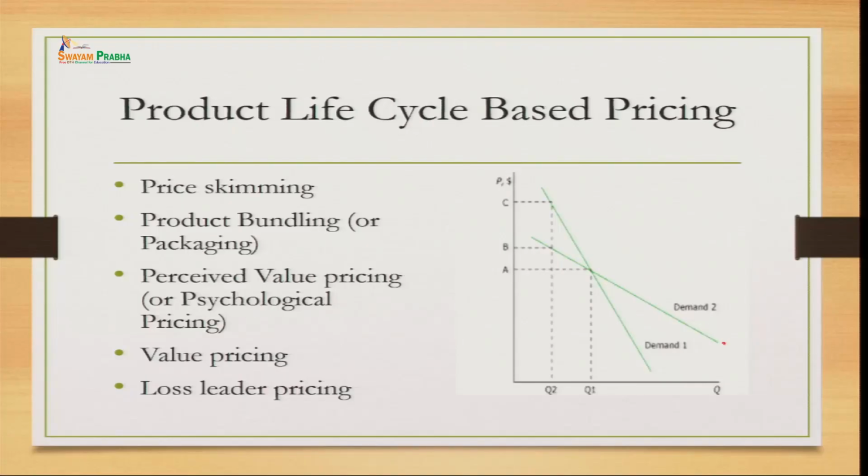Then we have product bundling. Product bundling is basically done when you are bundling your product with another product or packaging. You are bringing some kind of change to your product, or you are bundling your product with another product. This is usually done at the stage of maturity, when your product reaches the maturity level and does not have much demand.